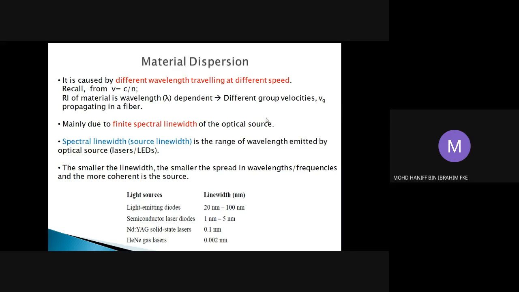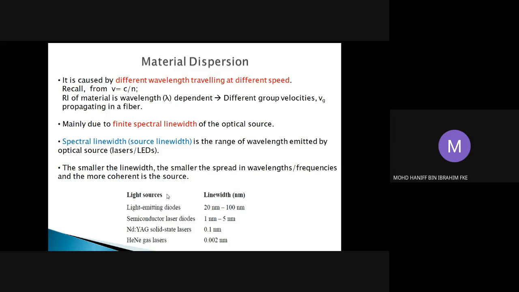I repeat again, the spectral line width or source line width is the range of wavelengths emitted by the optical source. In order for us to combat material dispersion, our interest is to have a smaller line width. Because if we have a smaller line width, we're going to have fewer wavelengths traveling in our optical fiber, and as such, the group velocities will be reduced in the optical fiber.